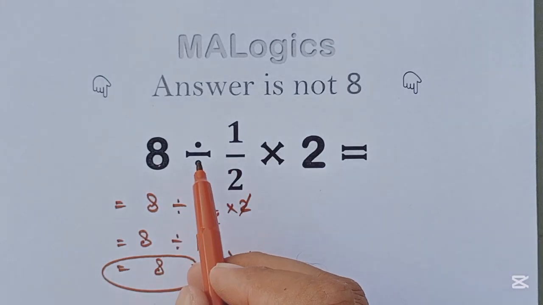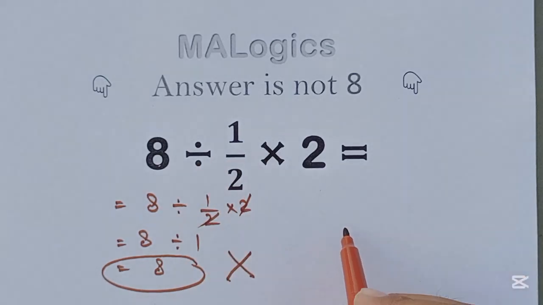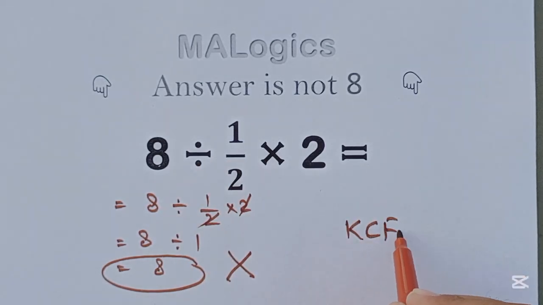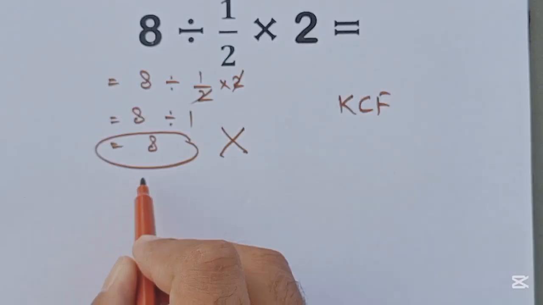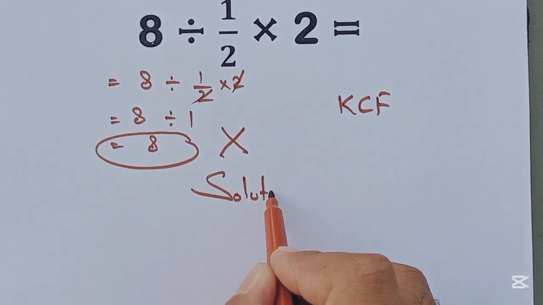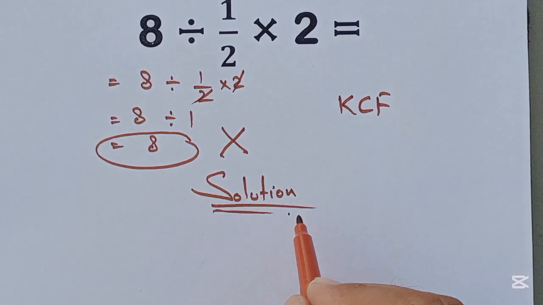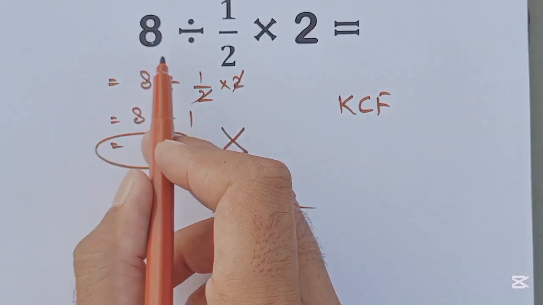All right. According to this operation, we have to apply the KCF rule, where we keep the first fraction as it is, change the sign, and flip the second fraction. Okay, got it? Now let's move to its correct solution according to KCF.